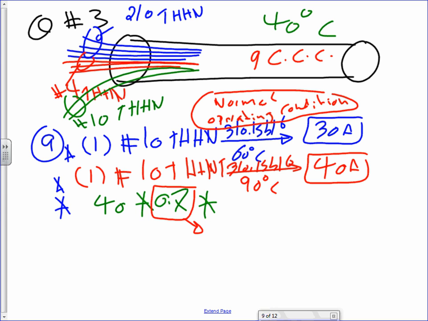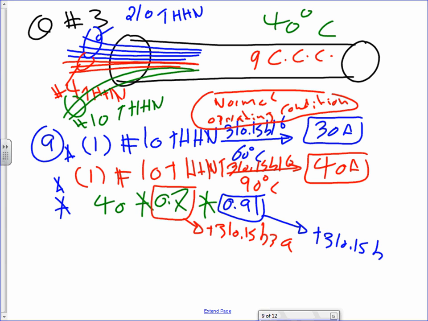This number came from Table 310.15(B)(3)(a). Did I do it right? B3A. This is where this number came from for 9 carrying conductors. Then the second number, guys, is going to be 0.91. And this number came from Table 310.15(B)(2)(a). Okay? So now, do the math for me.